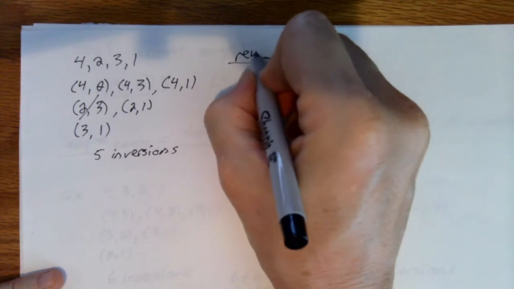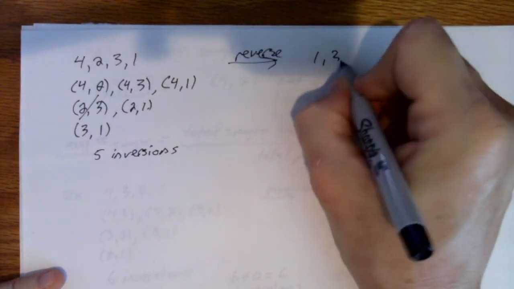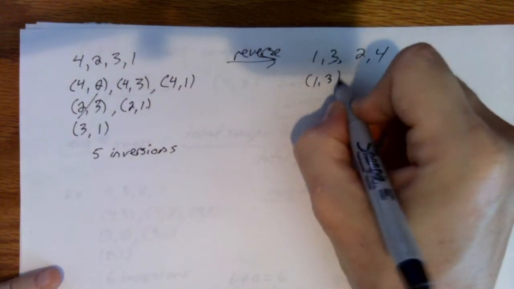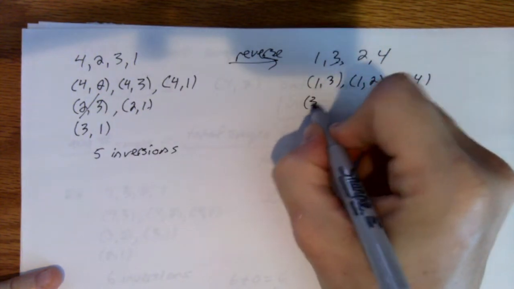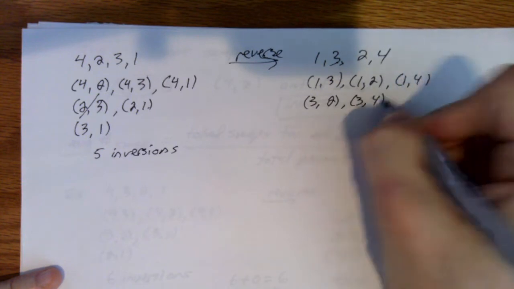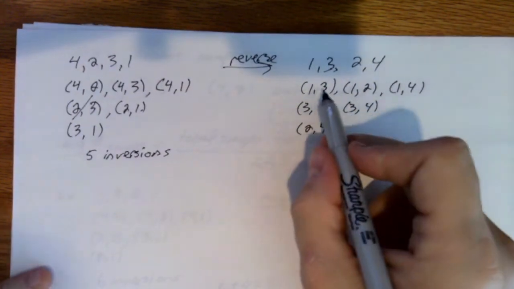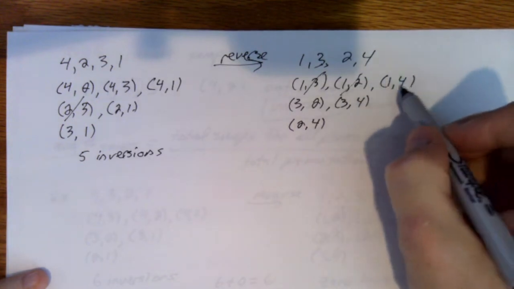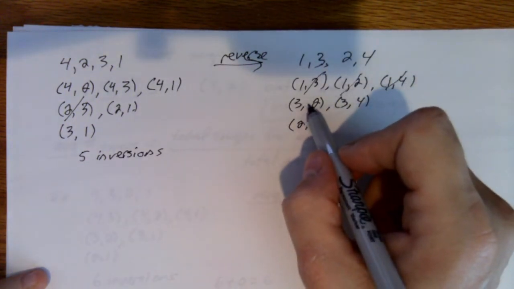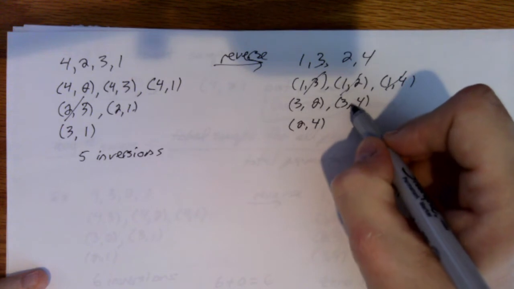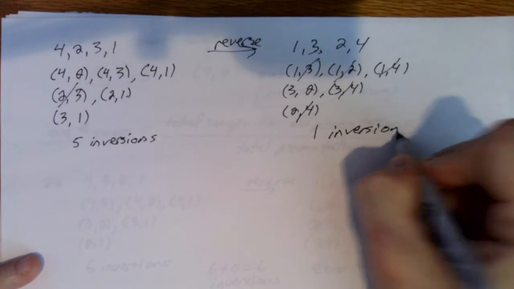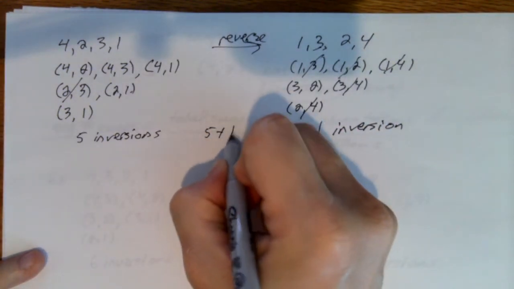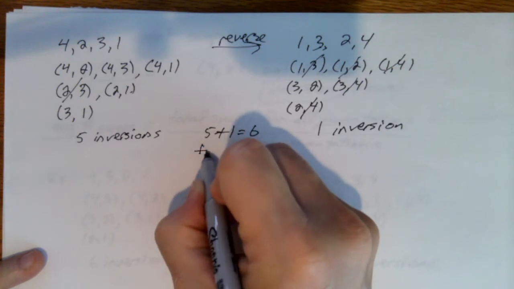If we reverse this to get 1, 3, 2, 4, our pairings are 1 and 3, 1 and 2, 1 and 4, 3 and 2, 3 and 4, and 2 and 4. 1 and 3 is not an inversion, 1 and 2 is not, 1 and 4 is not, 3 and 2 is, 3 and 4 is not, and 2 and 4 is not. So here we have one inversion. And what is that together? 5 plus 1 equals 6 for the pair.